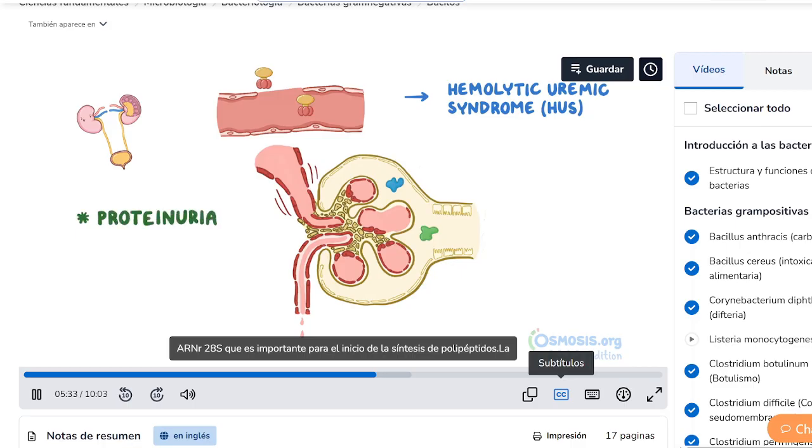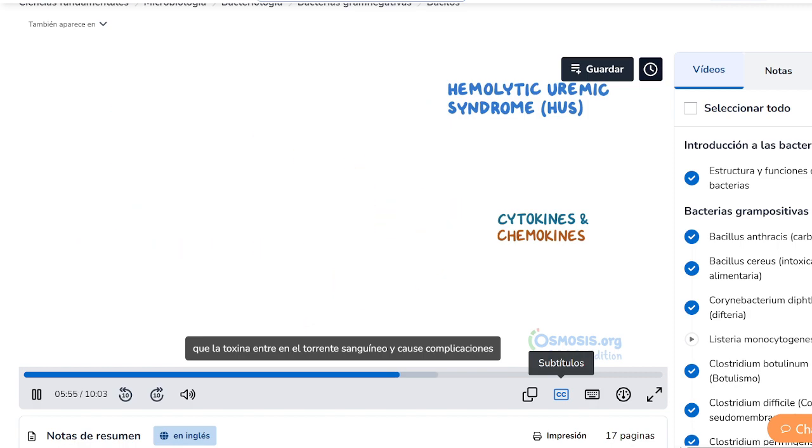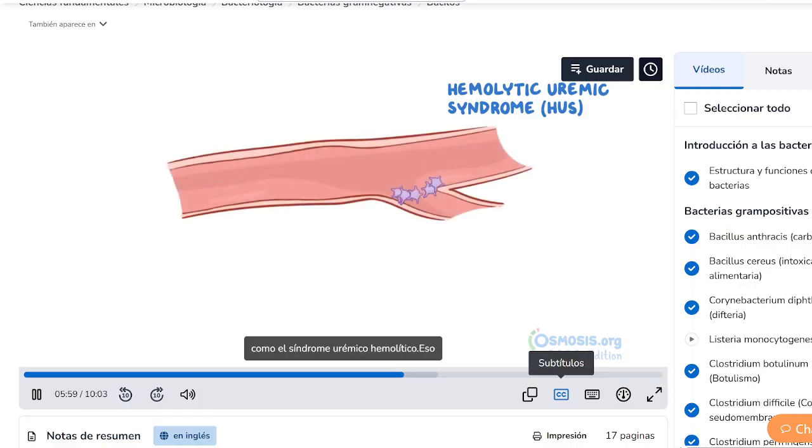The destruction of endothelial cells triggers an inflammatory process in which inflammatory molecules like cytokines and chemokines are released. Cytokines and chemokines activate blood platelets and initiate the clot formation. As these platelets are used to form these clots, their number in the blood decreases, resulting in low platelets, or thrombocytopenia. Also, these clots can be big enough to obstruct small arterioles.